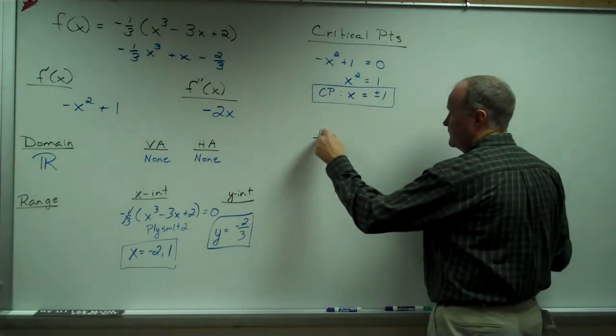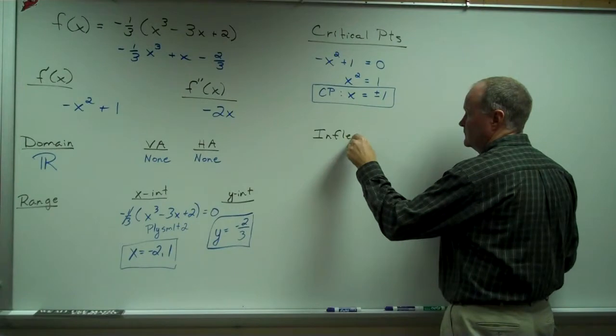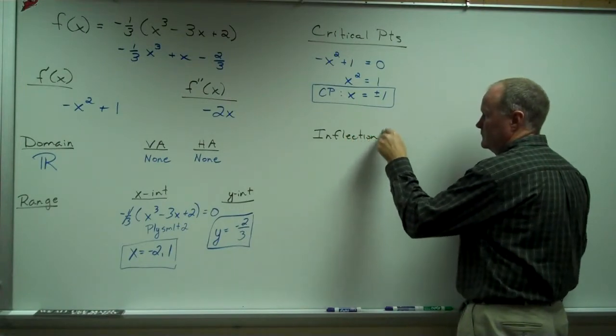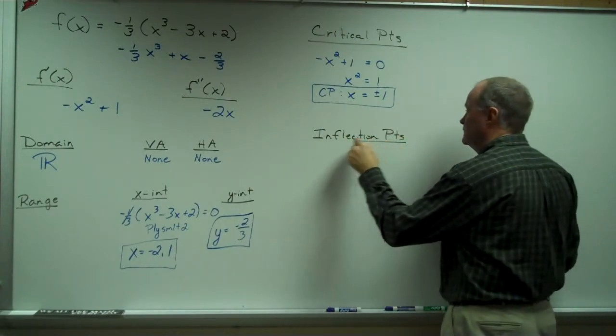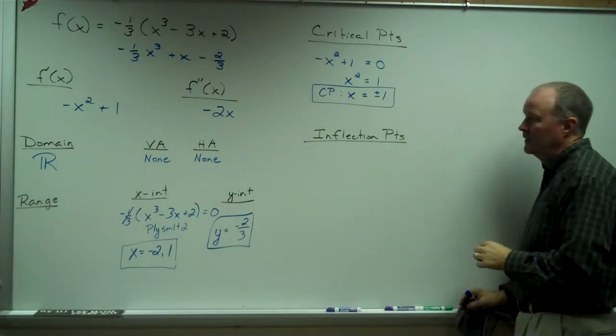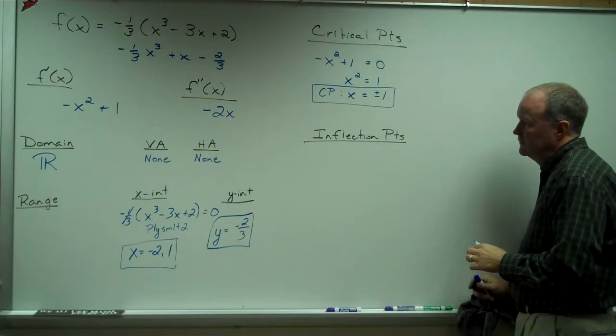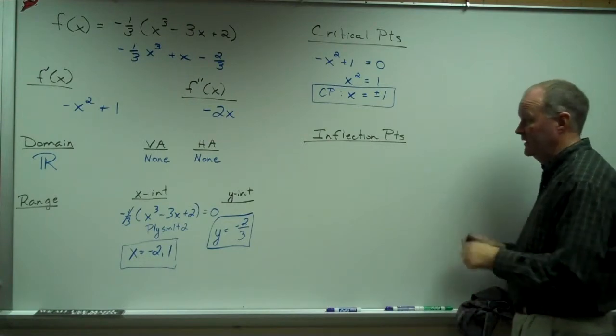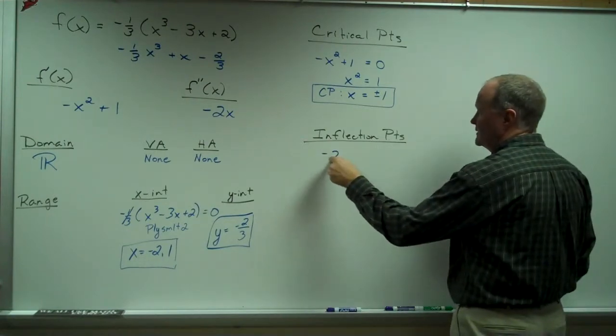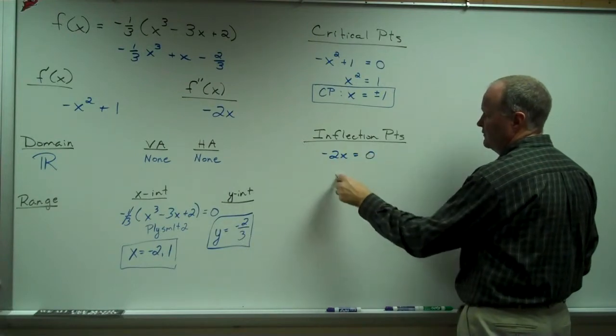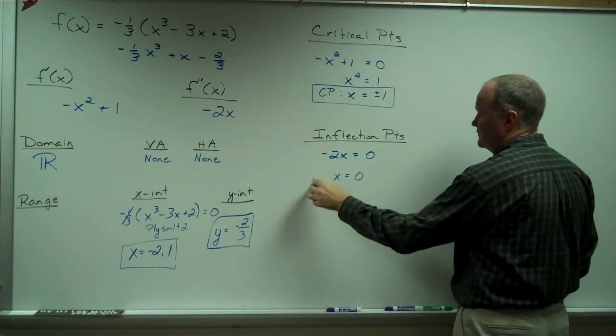Inflection points. Which gives me -2x equals 0, so x equals 0.